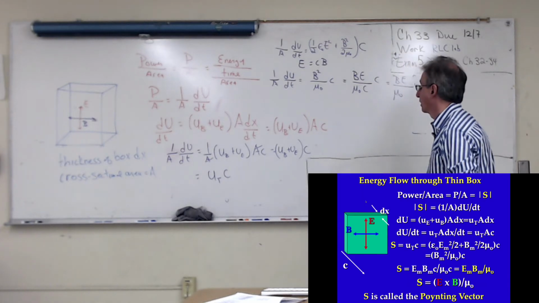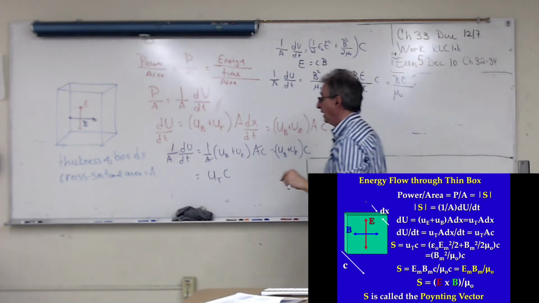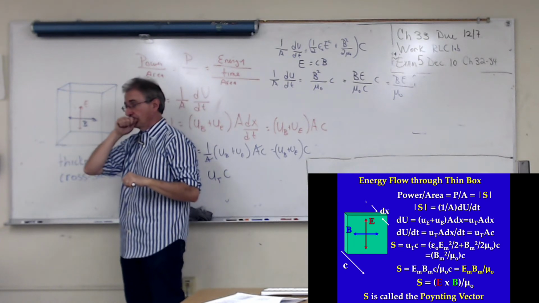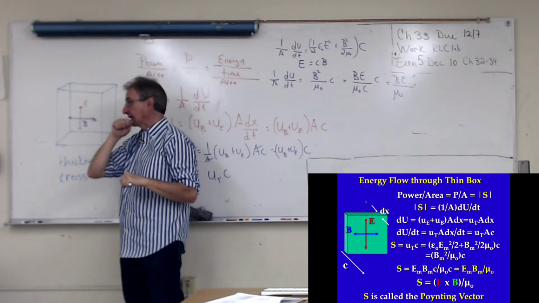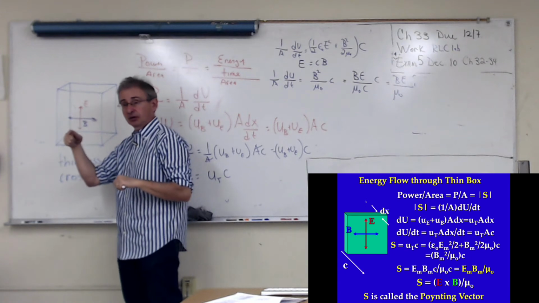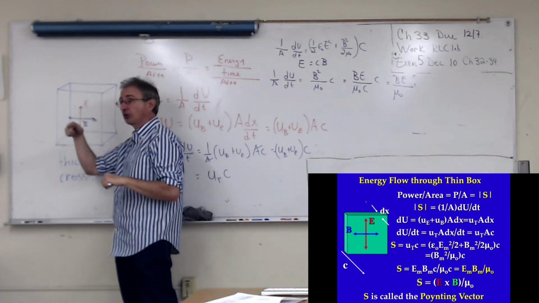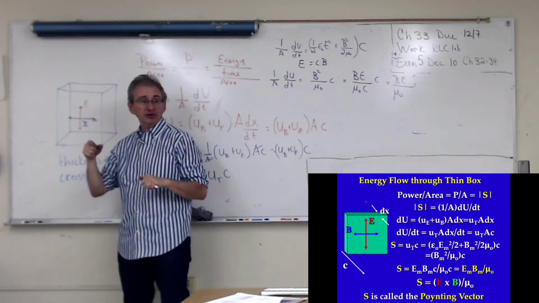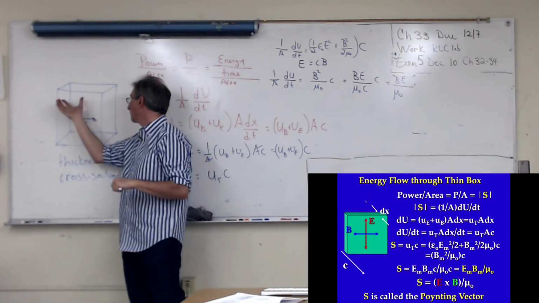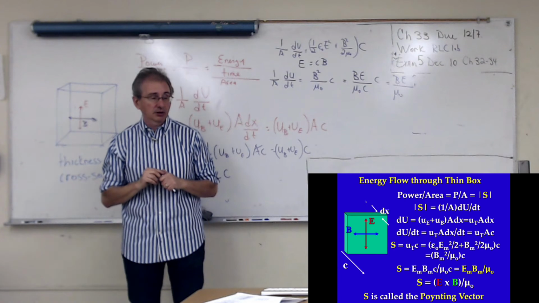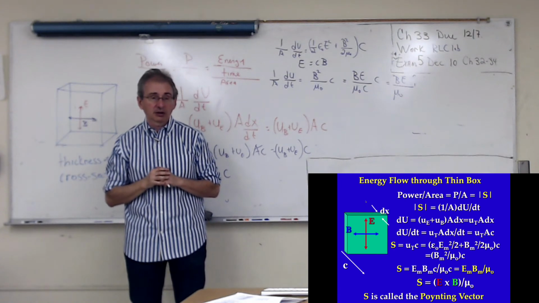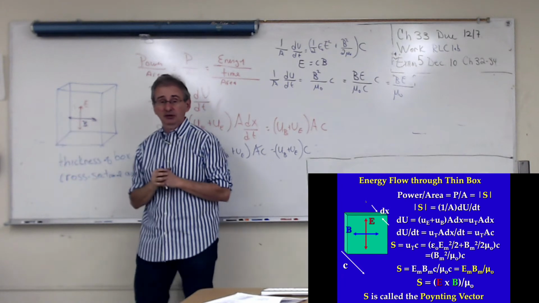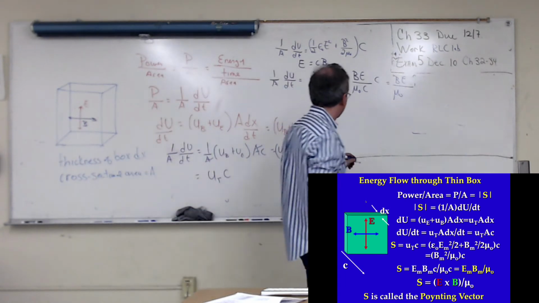Now, since the wave is traveling towards us, and these two are perpendicular to the direction of travel of the wave, I can define something that represents the flow of energy through the surface of the box, and I call it the Poynting vector.